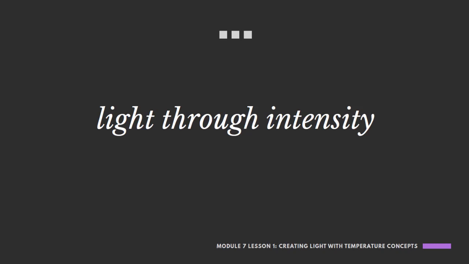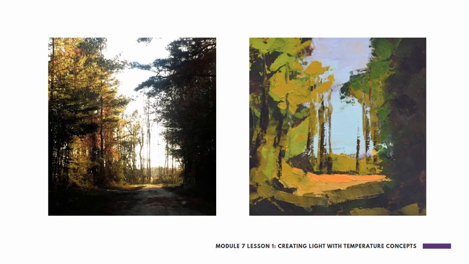We looked at light through intensity in the last module, in Module 6, and we learned that when you compare and contrast bright colors to dull colors, you can create a strong sense of illumination, as in our painting of the back road on the right, where the strong light is coming down the road from the bend in the road, and the shadow area is hidden away from the light. So we have much more intense colors where the light is striking.